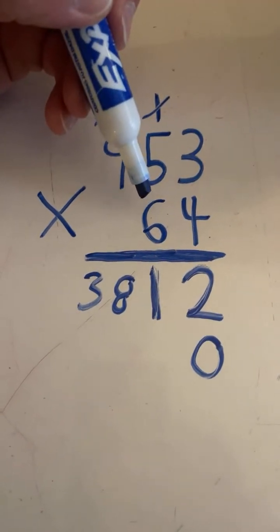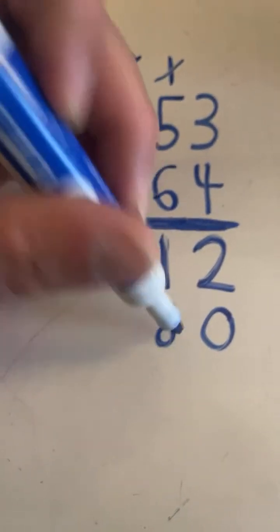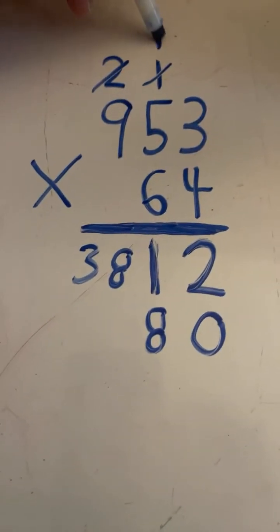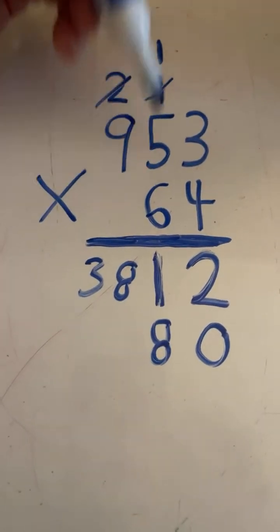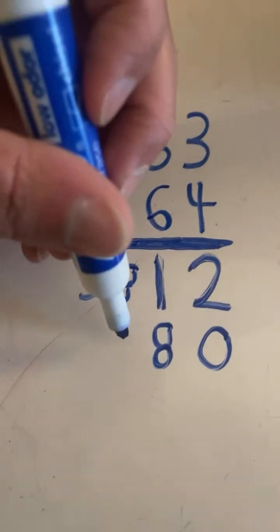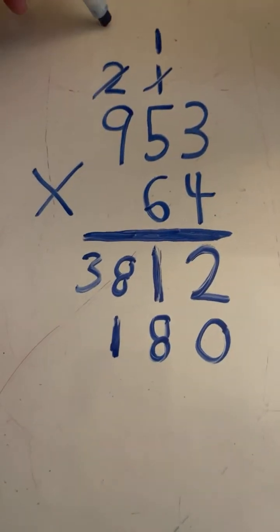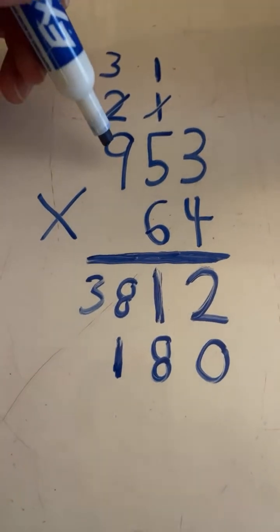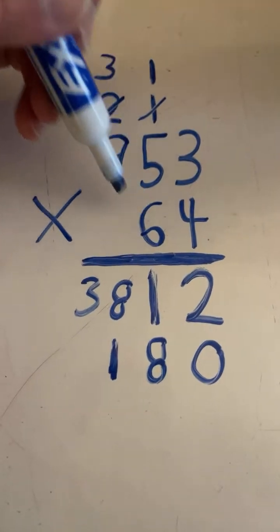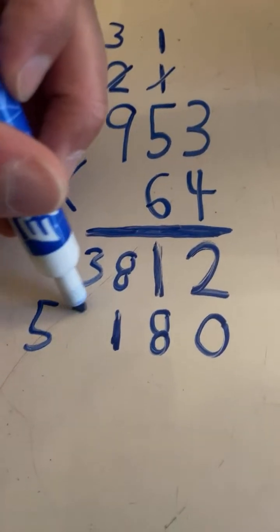3 times 6 equals 18. Again, we regroup because our product's more than 10. The 8 in 18 goes in the tens place. The 1 is going to get carried over to the hundreds place. 5 times 6 equals 30, plus 1 equals 31. The 1 goes in the hundreds place. The 3 gets carried over to the thousands place. 9 times 6 equals 54, plus 3 equals 57.